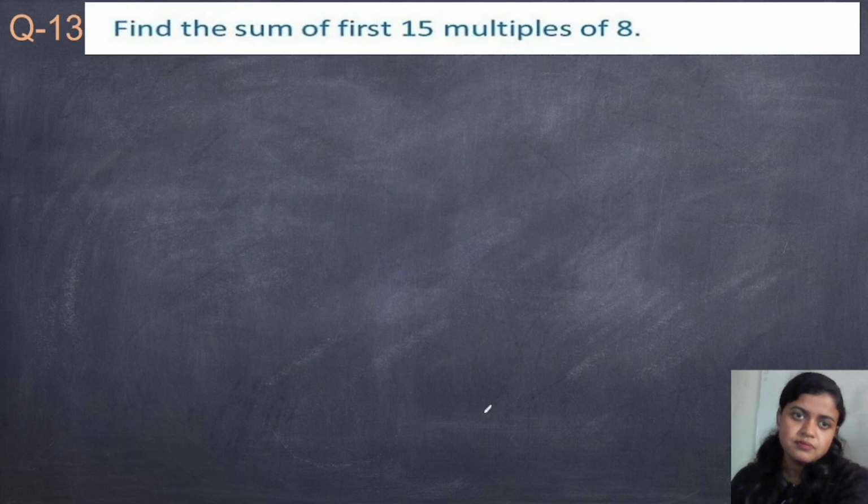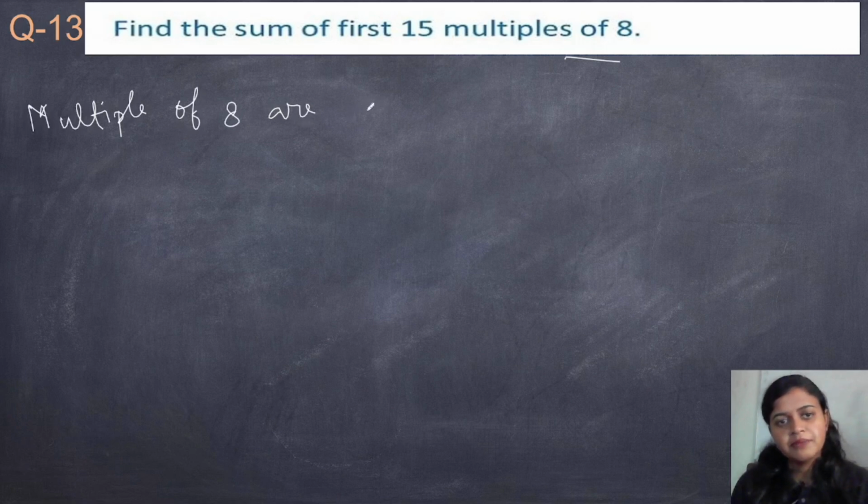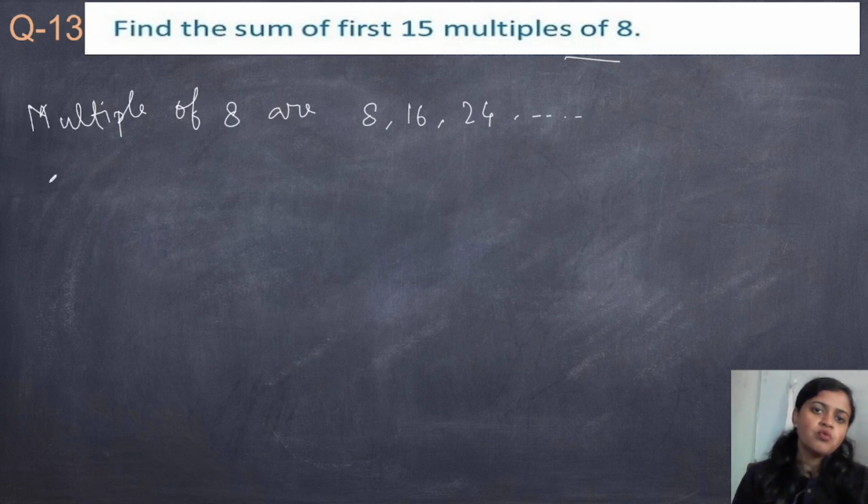Now, find the sum of the first 15 multiples of 8. First, find out the multiples of 8. What are the multiples of 8? 8 ones are 8, 8 twos are 16, 8 threes are 24, and so on. I don't know the 15th term here. So first A equals 8 and D equals 16 minus 8, which means 8 also. So we have to find T15.